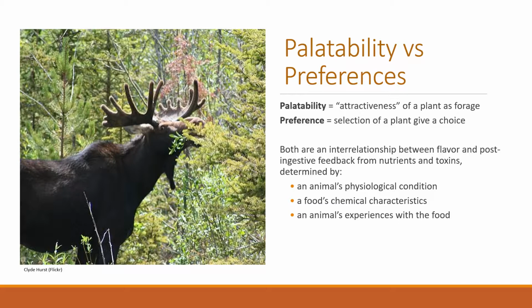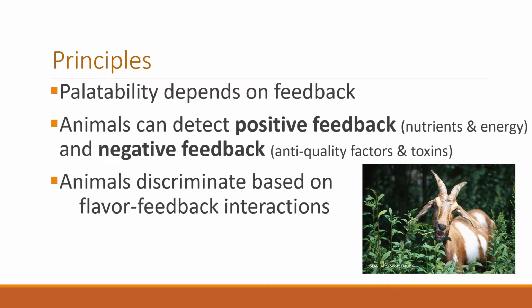Both of these terms are related to flavor and post-ingestive feedback. In other words, they describe an interrelationship between flavor and feedback. How strong a preference is depends on the animal's physiological condition, because that affects whether a plant, when eaten, is highly positive or highly negative. Also, the food's characteristics, whether it has lots of fat or lots of toxins, will determine whether it's positive or negative. And then finally, the animal's experience with the food. We'll talk later about how animals change after they eat food, so their own experience with the food can change the feedback.